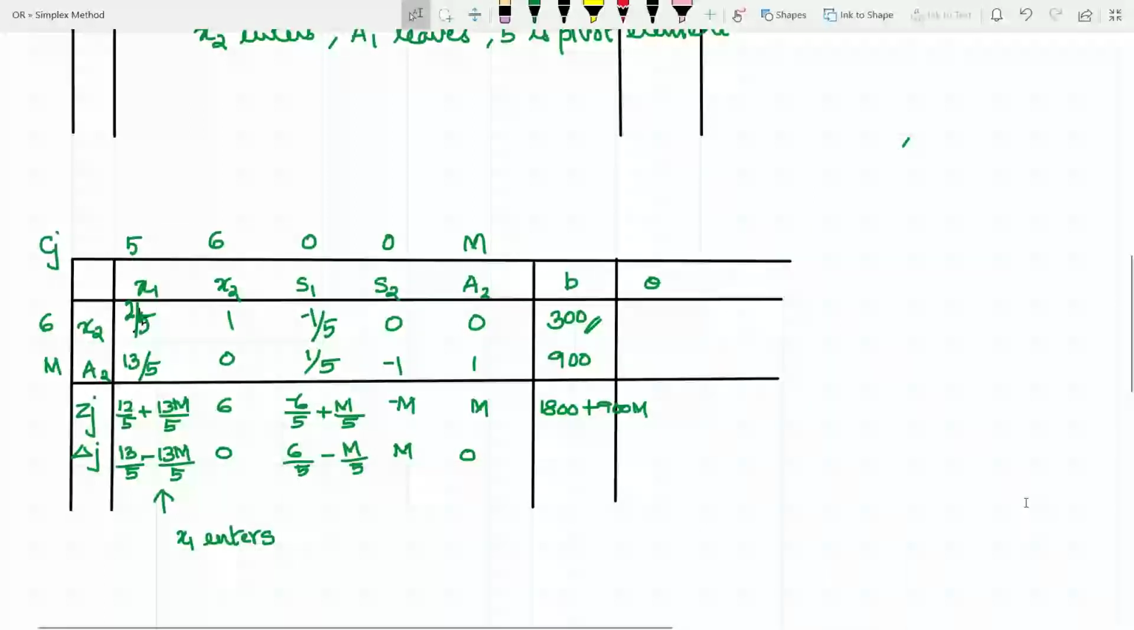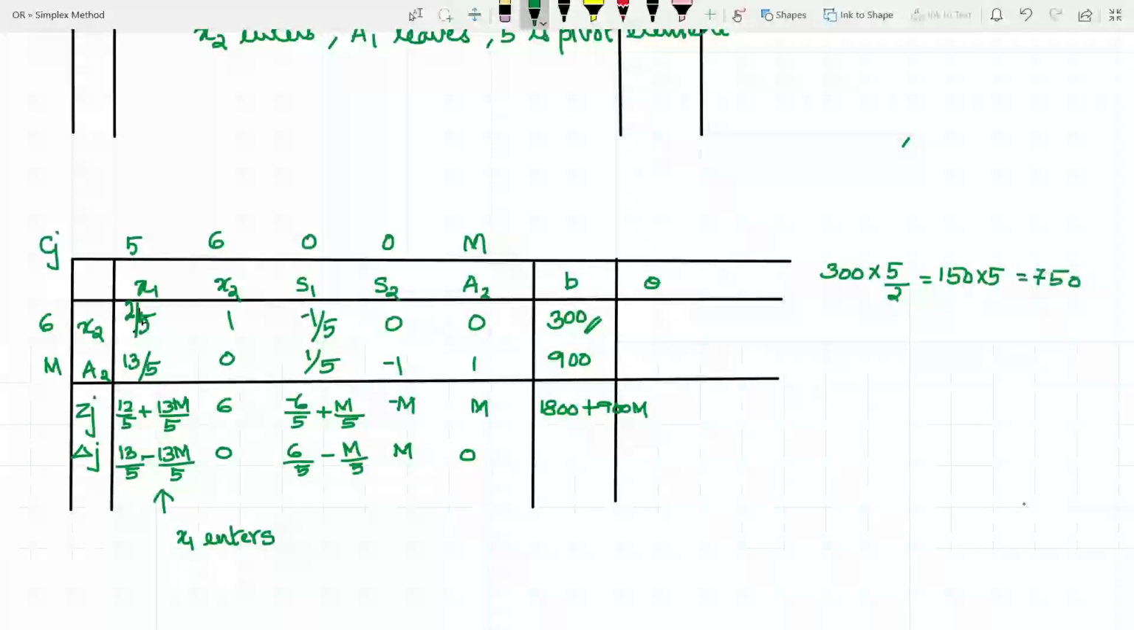To find the outgoing variable, what do we do? You have to divide these b values, RHS values, with the corresponding values in the x1. So this is 300 divided by 2 by 5, which means into 5 by 2, which is equal to 150 into 5, 750. So this is 750.